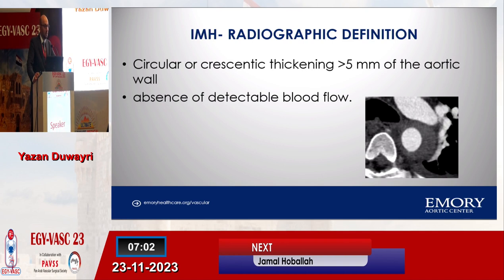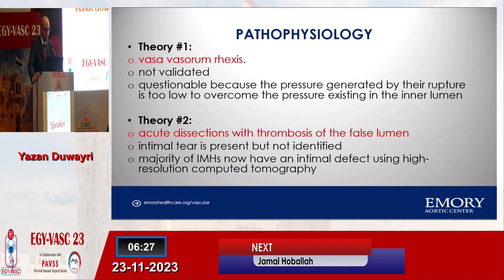Now, intramural hematoma is a largely radiographic finding. The diagnosis is made by CT scan after a patient presents with acute chest pain, after ruling out cardiac conditions and looking for acute aortic conditions. A CT scan would identify a circular or crescentic thickening of the aortic wall without opacification with contrast, and therefore no detectable blood flow within the aortic wall, but only a hematoma within the aortic wall.